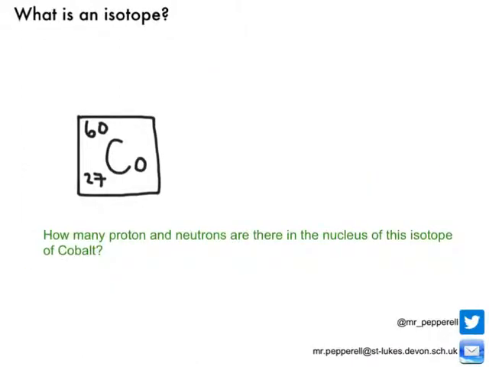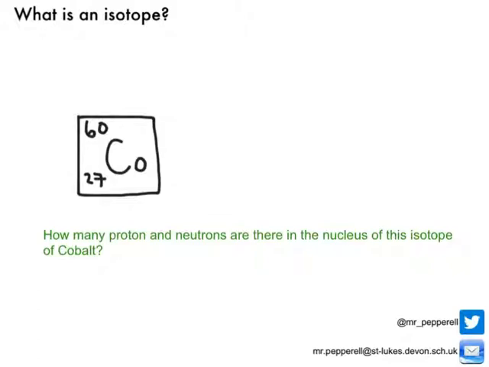So let's just check our understanding of that. The question says to us here, how many protons and neutrons are there in the nucleus of this isotope of the element cobalt? So pause the video, jot your answer down, and then come back and see if you're right. So you should have paused it, and let's see if we've both got the same answers here.